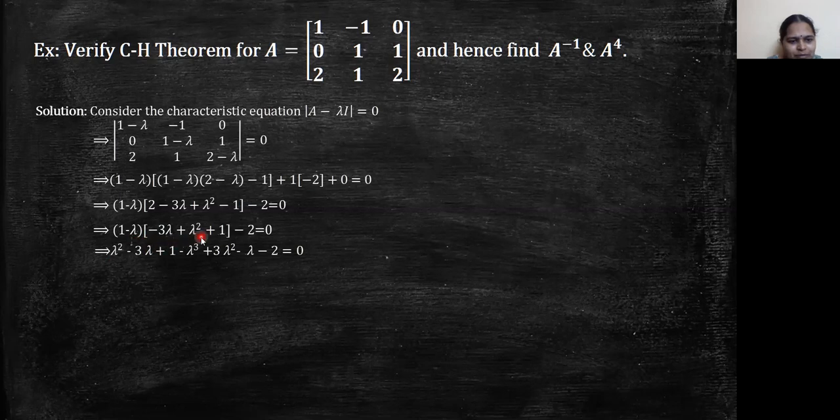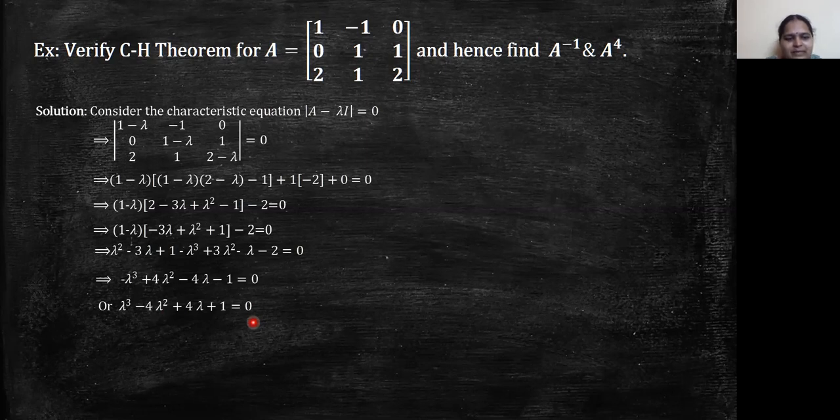Then 1 into these three elements will give us the same. Minus lambda into these three gives us plus 3 lambda square minus lambda cube minus lambda minus 2 equal to 0. If we write them in order, minus lambda cube first, then 4 lambda square minus 4 lambda minus 1 equal to 0. Or if we multiply it by minus 1, we get lambda cube minus 4 lambda square plus 4 lambda plus 1 equal to 0. Now we have to verify the Cayley-Hamilton theorem.